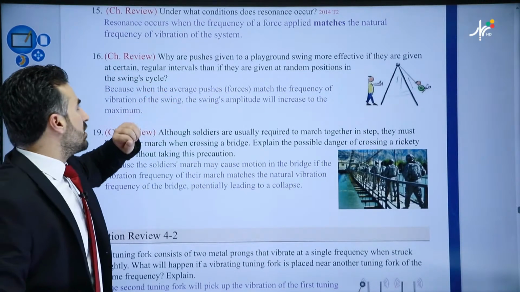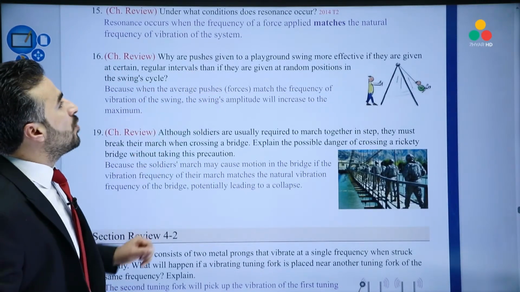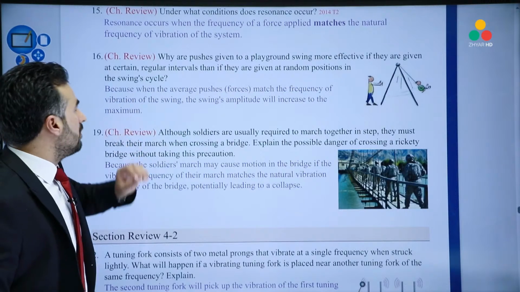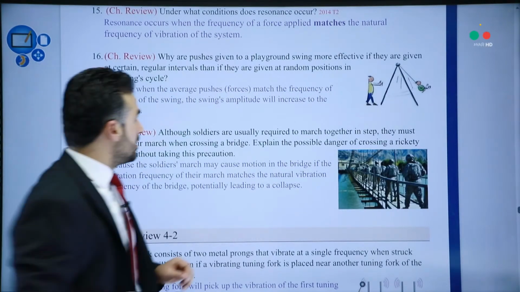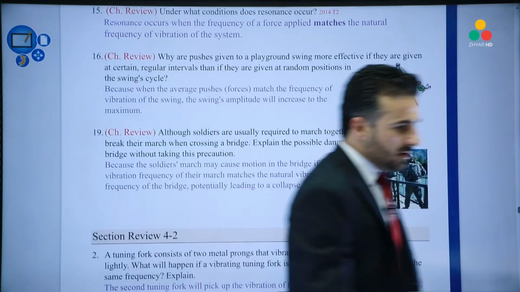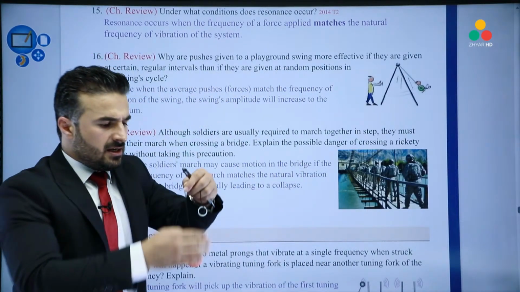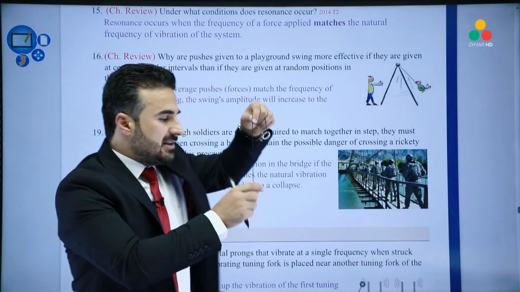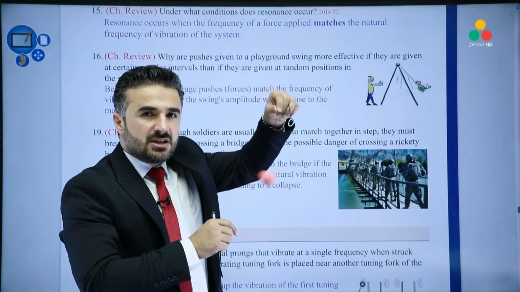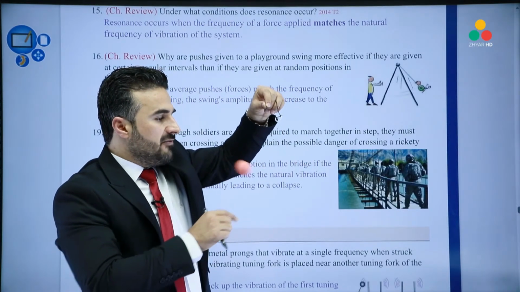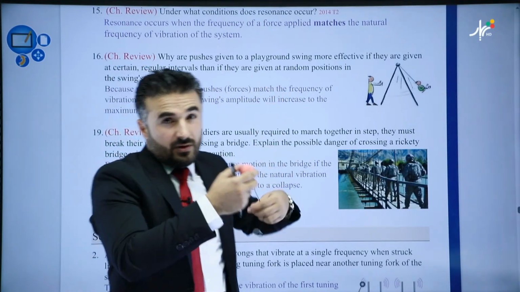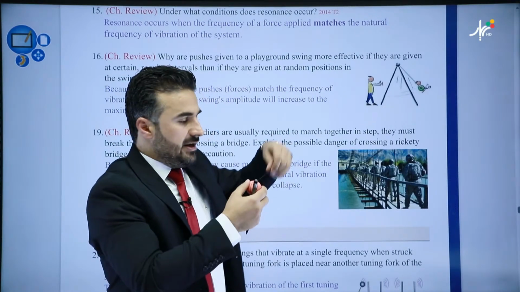Now, we have another question. Why are pushes given to a playground swing more effective if they are given at regular intervals than if they are given at random positions in the swing cycle? In order to help you understand this better, I have something to demonstrate. Let me get something. You can consider this as a swing. Let's say we set this swing into motion. All right, this is more likely a pendulum, but you can consider it a swing.